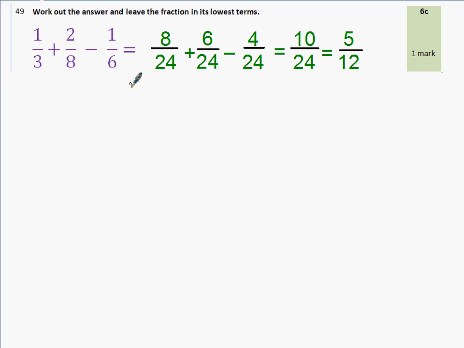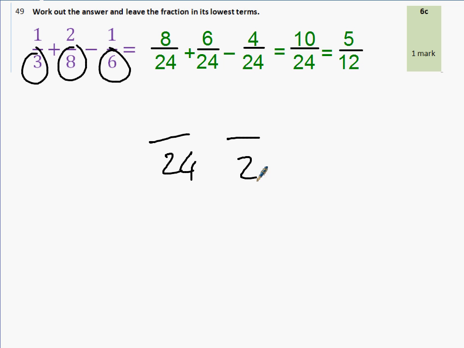49. Work out the answer and leave the fraction in its lowest terms. 1/3 plus 2/8 take away 1/6. We look for a common denominator of thirds, eighths and sixths. And what do you get? You think of a times table, they're all in the 24 times table.